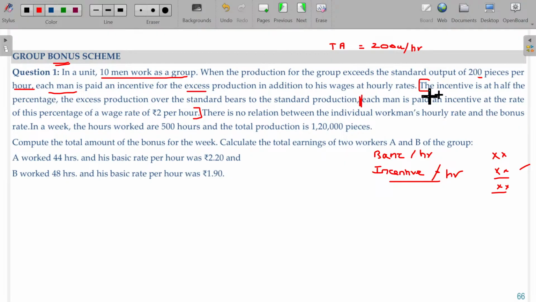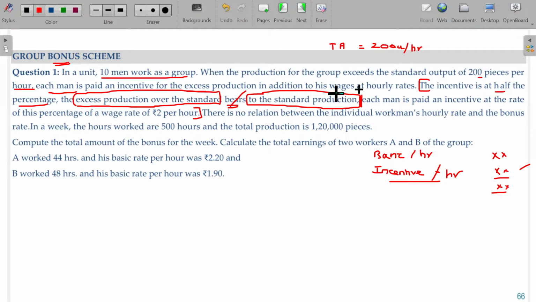You block here. Incentive is at a half the percentage the excess production over the standard bears to the standard production. Incentive is at a half the percentage when excess production over the standard bears to the standard production. Bears means it's nothing but denominator value. You find out this ratio first of all. Excess production over standard divided by standard production. In that, half the percentage will be applied. Only half, 50%. Half of that will be considered as percentage.